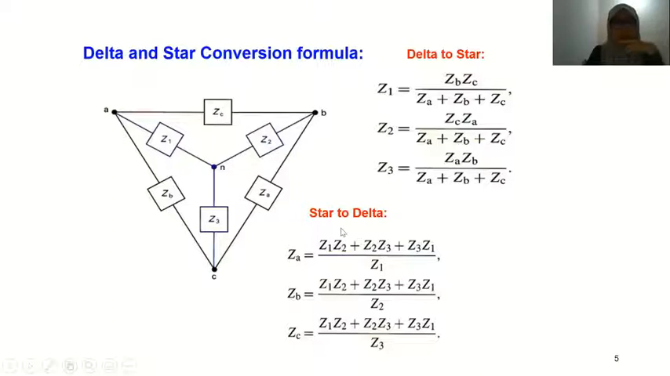For star to delta conversion, ZA is Z1Z2 plus Z2Z3 plus Z3Z1 divided by Z1, the opposite of the load. ZB is Z1Z2 plus Z2Z3 plus Z3Z1 divided by Z2, the opposite of ZB. ZC is Z1Z2 plus Z2Z3 plus Z3Z1 divided by Z3, the opposite of ZC. Don't worry, this formula will be given inside your examination.